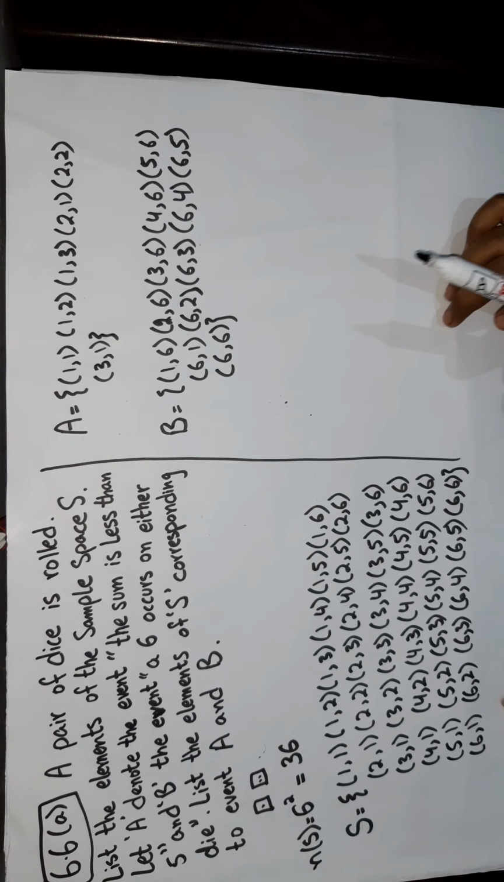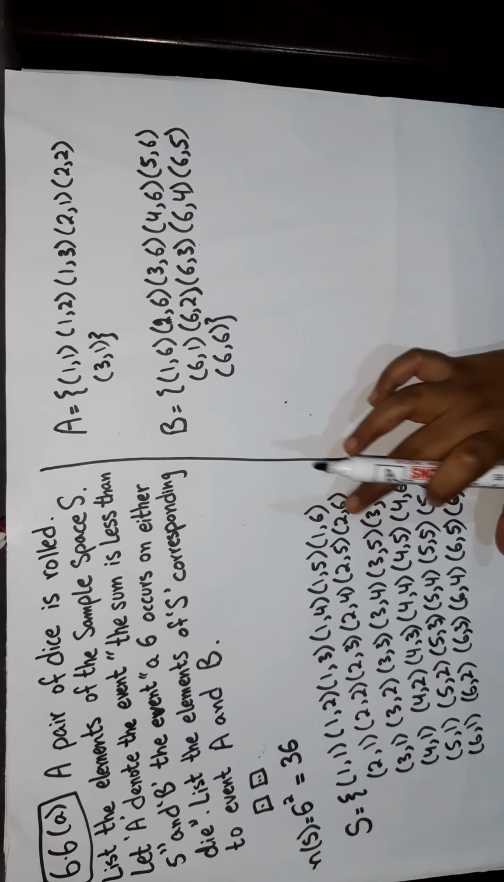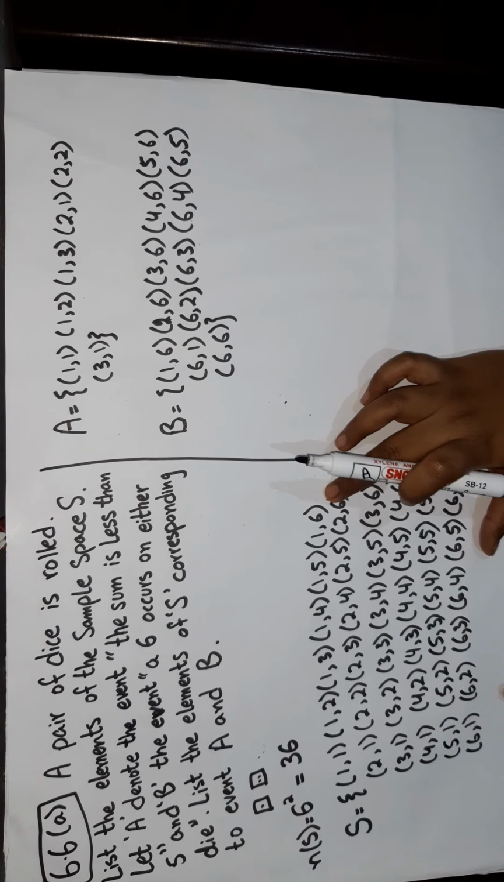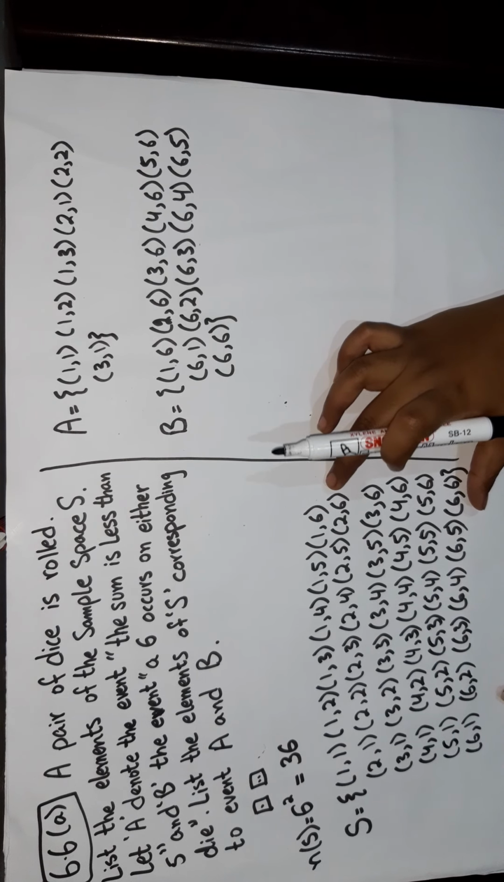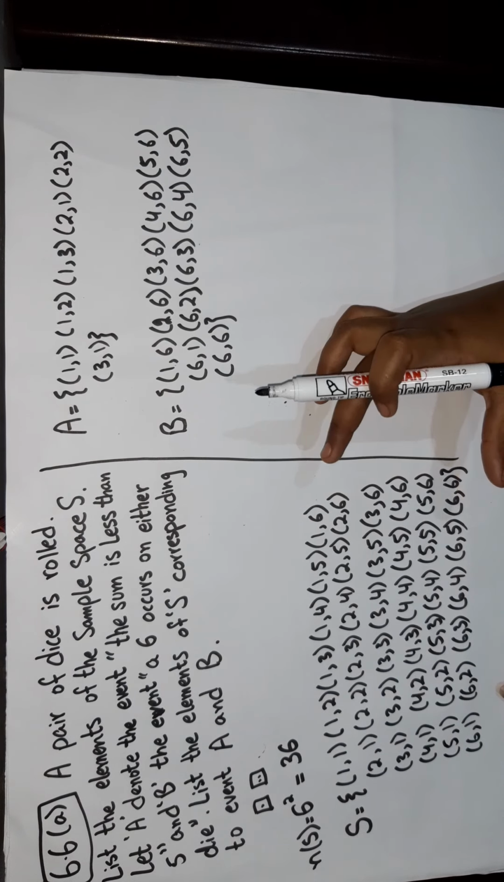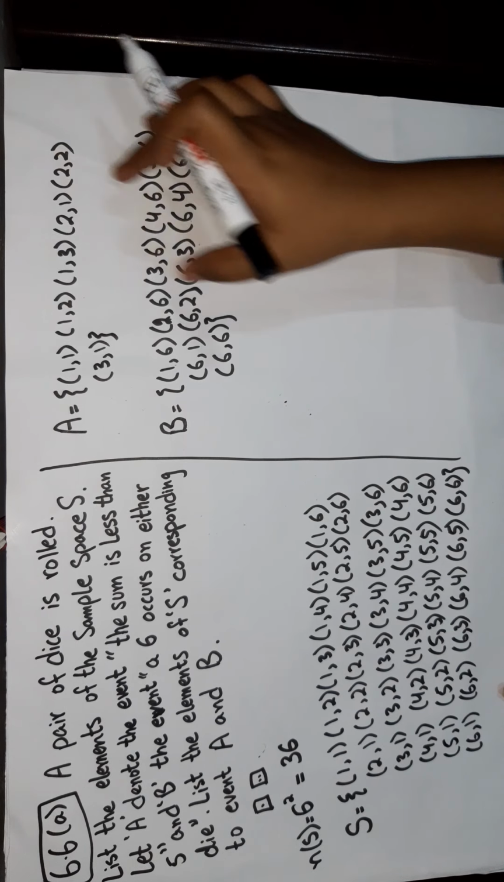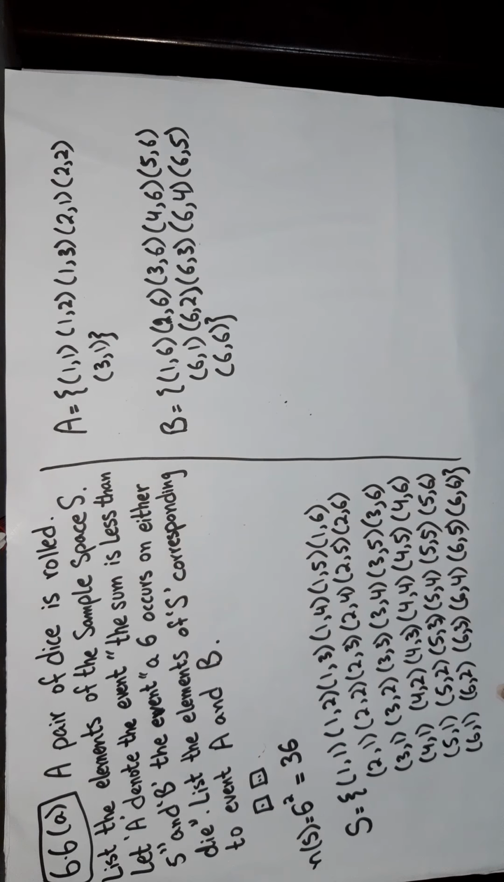So here you can see the clear difference between the sample space, which consists of all the outcomes of an experiment, and then event A and event B, which are given according to your question, according to your problem. Then you can manage this. Okay, now part B of this question.